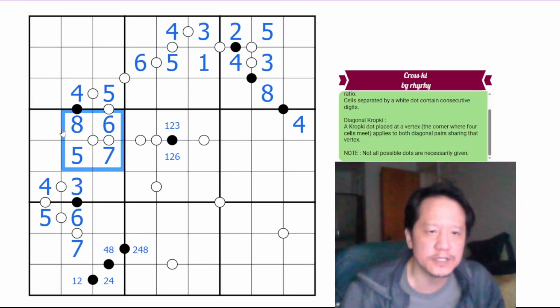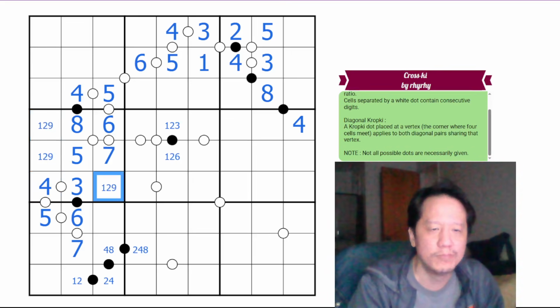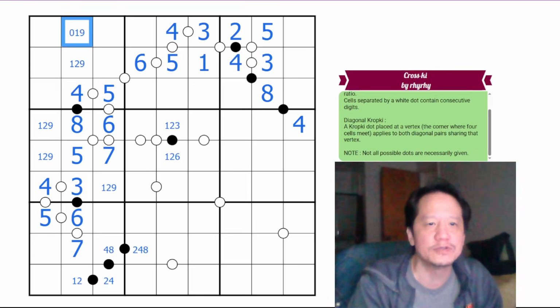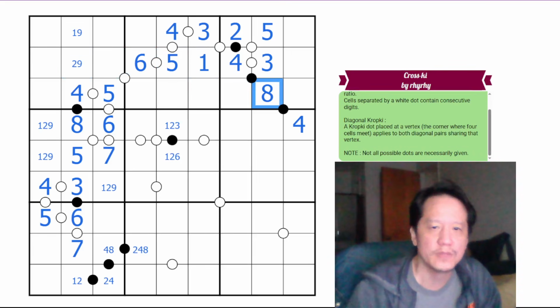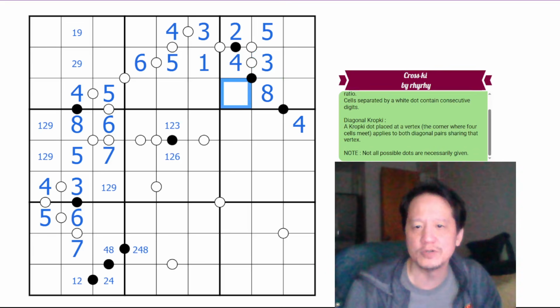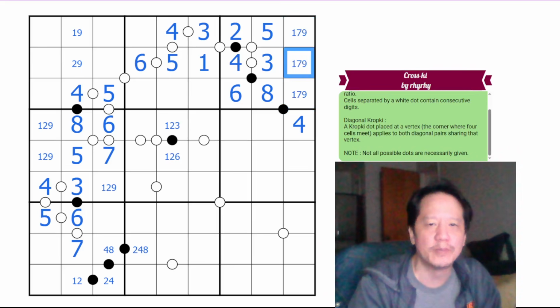Remaining digits in this left central box are 1, 2, and 9. Remaining digits in column 2 are 1, 2, and 9. And this can't be 2 because of 2 in the row. This can't be 1 because of 1 in the row. 3 is in a 1 to 2 ratio here with 6. That leaves just 1, 7, 9 remaining in this upper right-hand box. This can't be 1 because of 1 in the row.